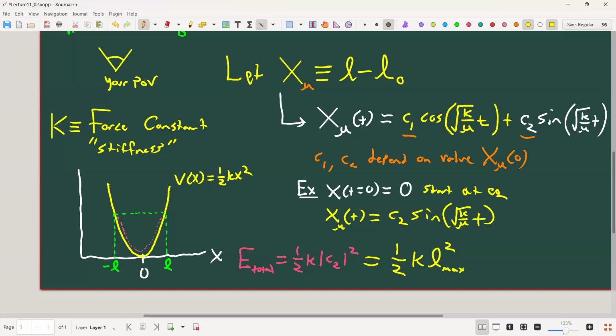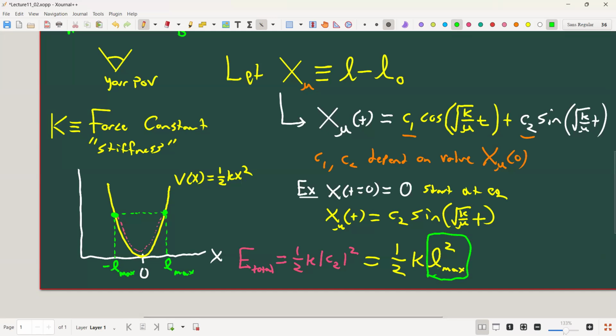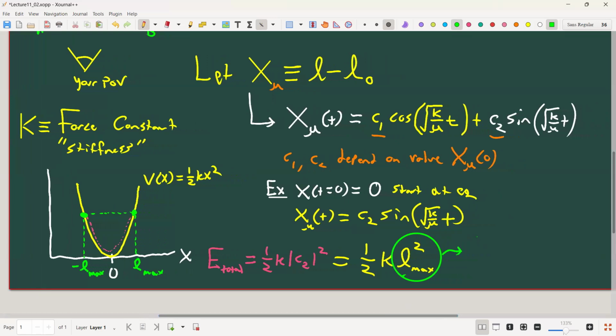Okay. So these are two special points here, right? The idea is that no matter what, the spring will never go past these two points. So this is L max, minus L max. And this L max has a special term for it. This is what's called a turning point. Right? And it's exactly the point in the trajectory of the spring where it stops and turns around.